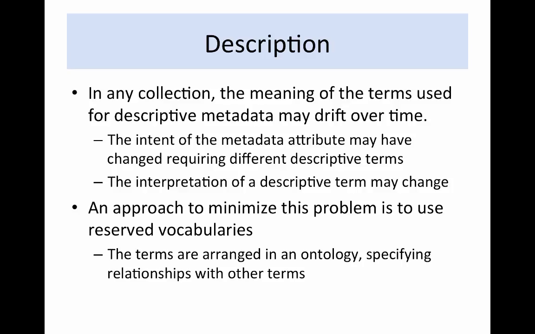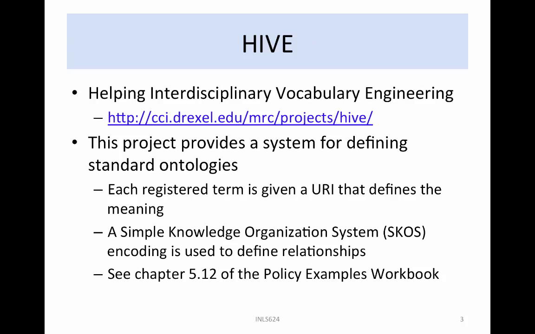By the end of the term, the purpose for the collection has evolved, and the terms that are used for attribute values have changed. Some of the changes are driven by evolution of the intent of the metadata attribute requiring different descriptive terms, but the interpretation of a descriptive term may also change. An approach to minimize this problem is to use reserved vocabularies for the metadata attribute values. The terms are arranged in an ontology specifying relationships with other terms.